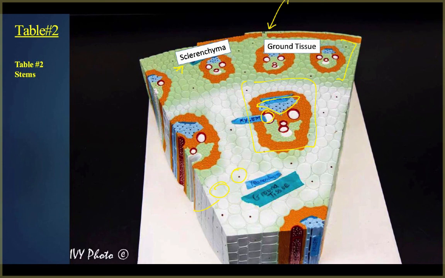So which tissue, xylem or phloem, is closer to the epidermis? So you're going to see and locate where the epidermis is, and then look at where xylem and phloem is, and that should give you an idea.